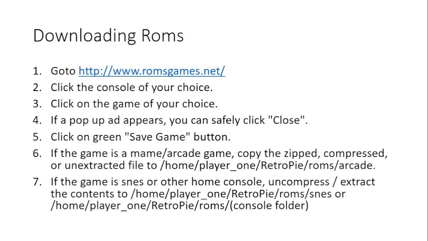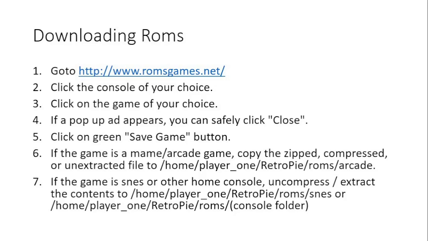The RetroPie documentation that you can find on the reference slide at the end of this video basically says that if the game is a MAME or arcade game, just leave the zip file as is. Just copy the compressed file to the arcade folder underneath the RetroPie ROMs folder, and just leave it as is. And in this case, you would just copy the compressed file to home/player_1/retropie/roms/arcade.